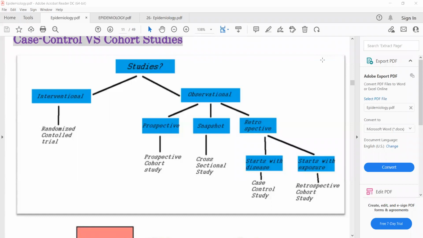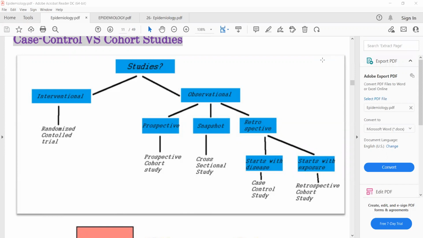So there are two types of studies: interventional studies and observational studies. Interventional studies are those in which an intervention is done, such as a drug is given to the patient and then they are observed. And observational studies are those in which we do not intervene, we just observe different population groups and then we record our results. Observational studies can be divided into three types: prospective, snapshot, and retrospective.